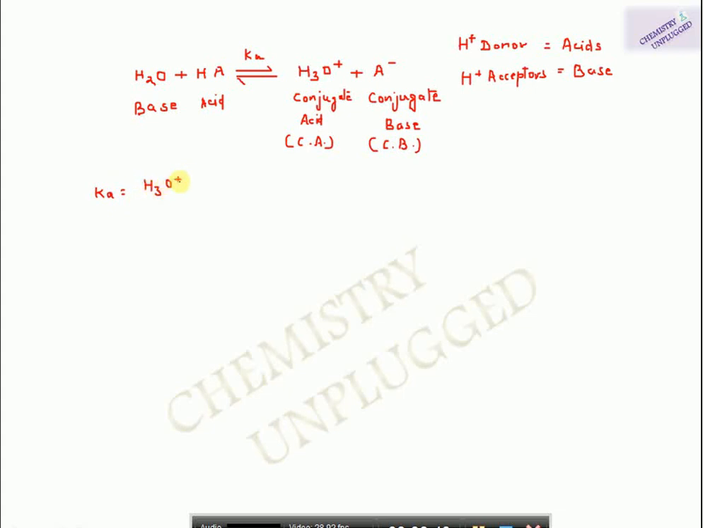We can write it down like this: Ka equals H3O+ times A- upon HA. We will not consider water because it is in large quantity and its concentration does not change much. It will remain almost constant. So if we want to calculate pKa of this reaction, we can use minus log Ka. And if an organic molecule has a lower value of pKa, it will be highly acidic in nature.